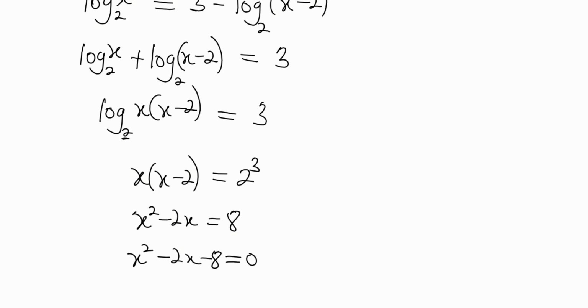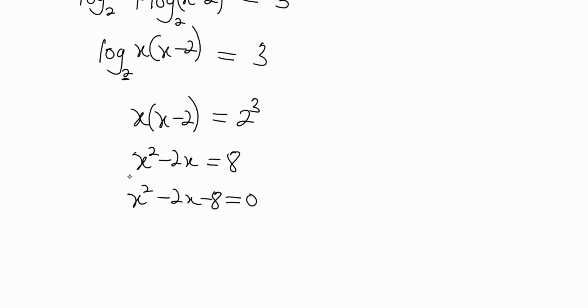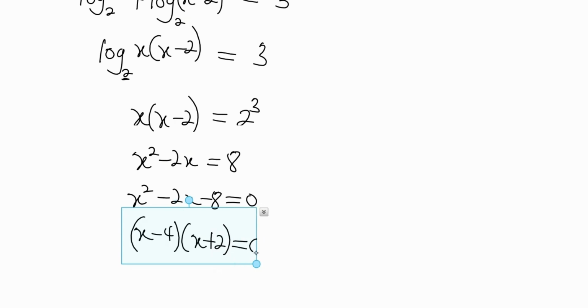Now this is the quadratic equation, and the coefficient of x squared here is 1. We are going to multiply the coefficient of x squared by the constant term minus 8, and find the factors of 8. When we add, we are going to get minus 2, and when we multiply, we are going to get minus 8. The factors are minus 4 and positive 2, which implies that we can write them as x minus 4 and x plus 2, which is equal to 0.